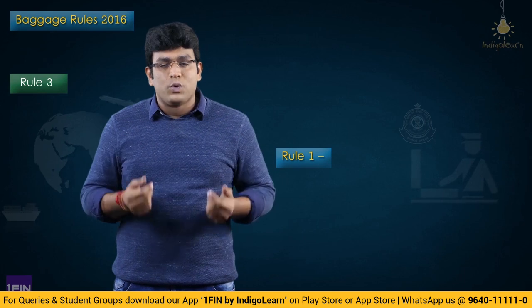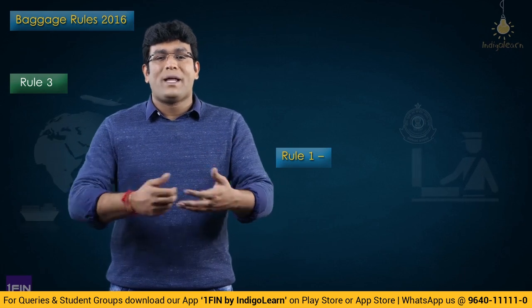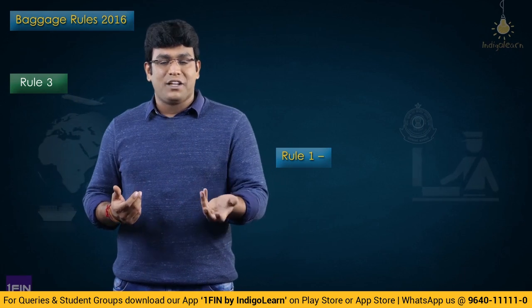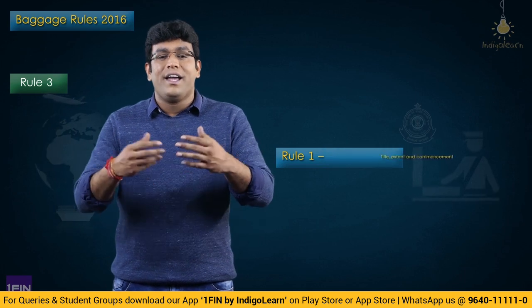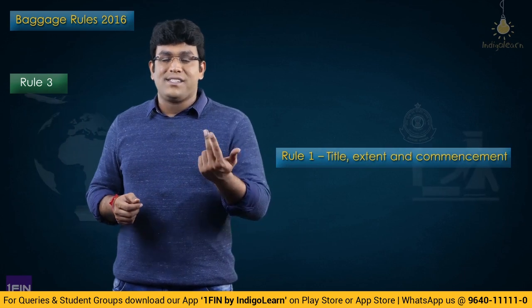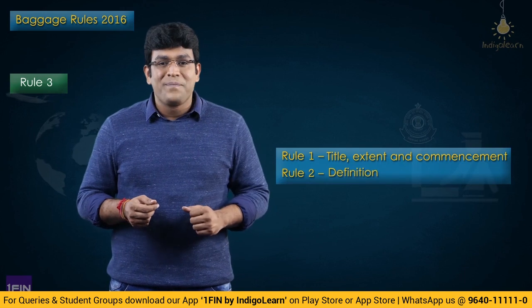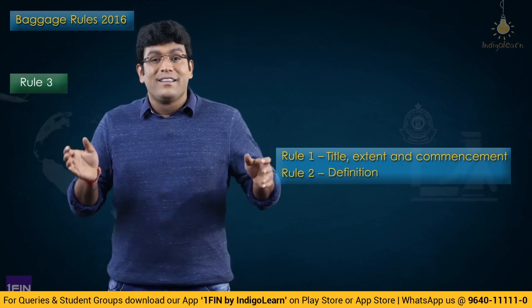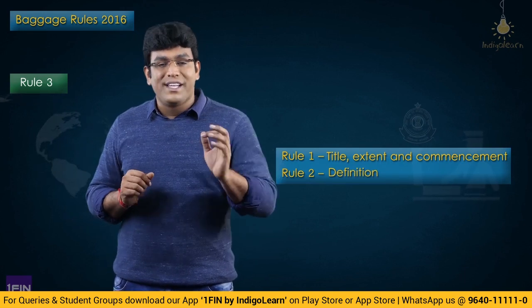The first rule I will talk about is Rule 3 directly. You'll ask, why not Rule 1 and Rule 2? Rule 1 only talks about the scope of the rules, which says the rules apply to the whole of India. In any act, the first section is always the title, extent and commencement, and the second section is always the definitions. So Rule 2 is definitions. That's why I'm directly talking about Rule 3.